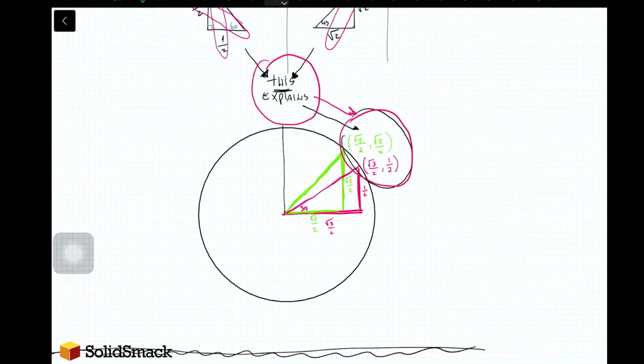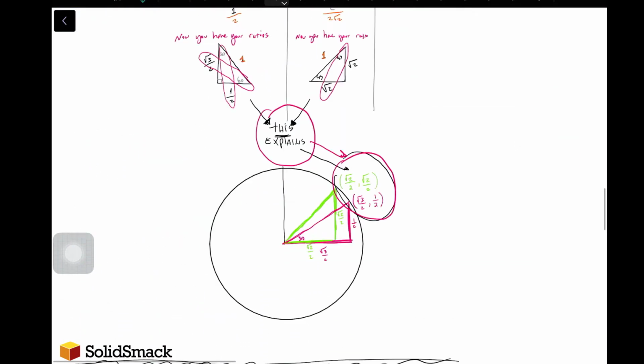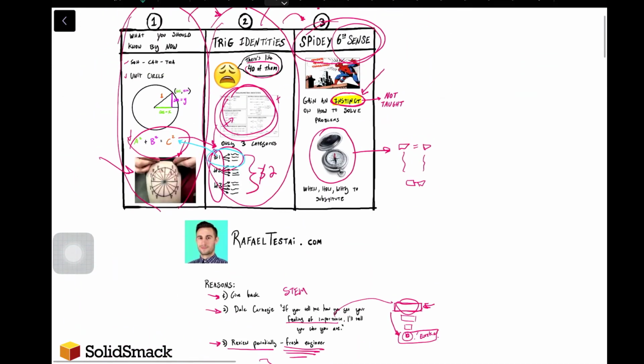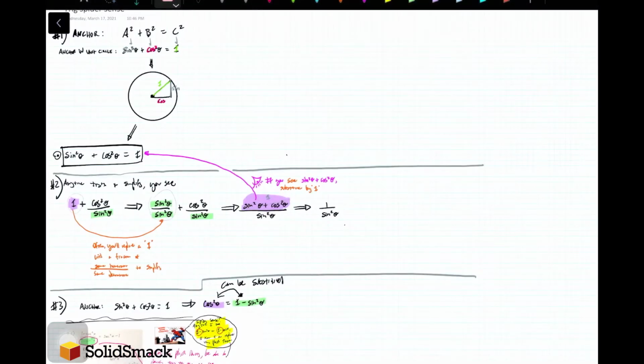Now, you're equipped with what you need to know at this point. If that made sense to you, we're ready to move on to the next phase. And the next phase is trig identities. Phase 2, let's talk about trig identities.